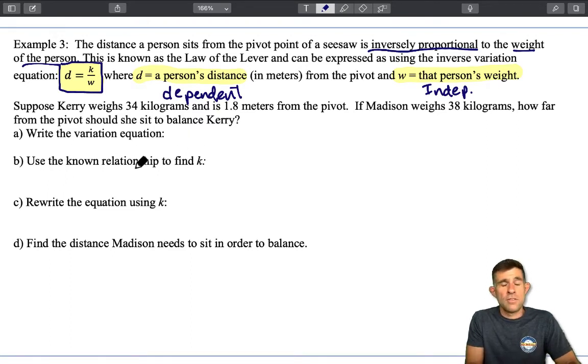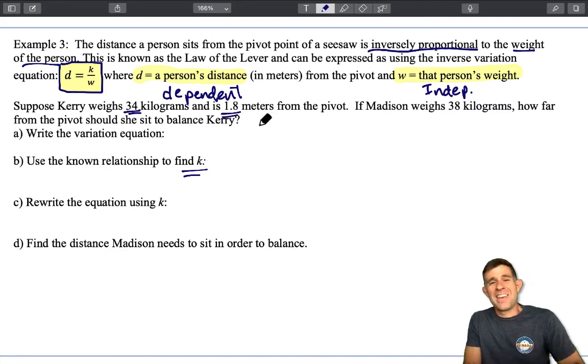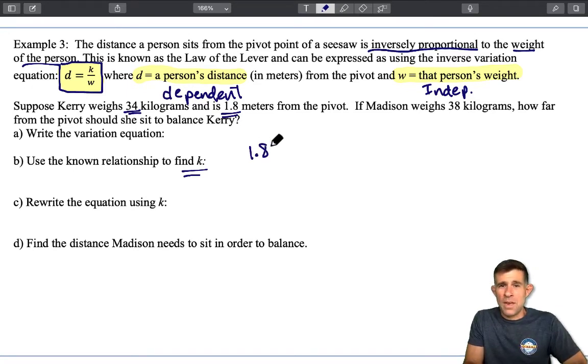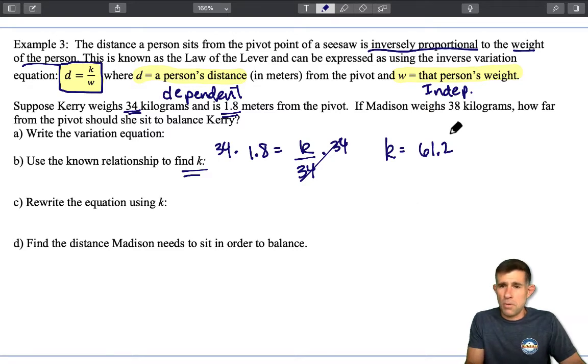Now we're going to use our known relation to find the value of k. Well, we know that Carrie weighs 34 kilograms. She's not that light. 34 kilograms and is 1.8 meters from the pivot. So we're going to substitute those in. 1.8 is our distance, k divided by her weight of 34. Now we're going to find that constant of variation by multiplying both sides by 34. And we get 34 times 1.8. Our constant of variation is going to be 61.2. All right, it's important to carry out those decimals, so round to the nearest tenth or hundredth here.